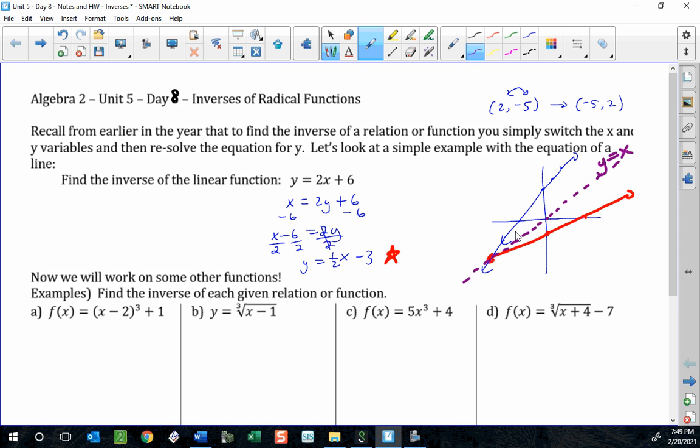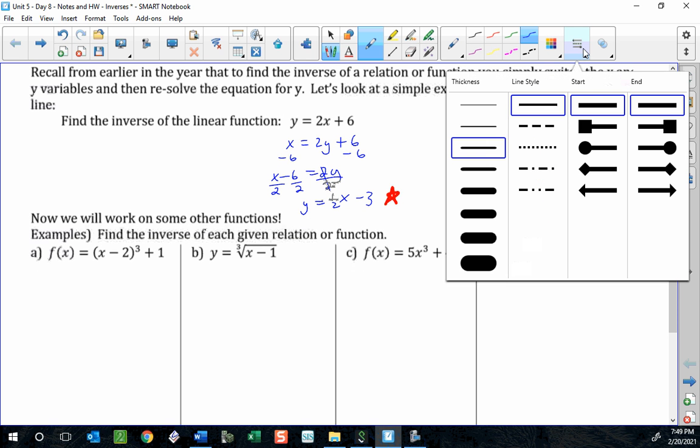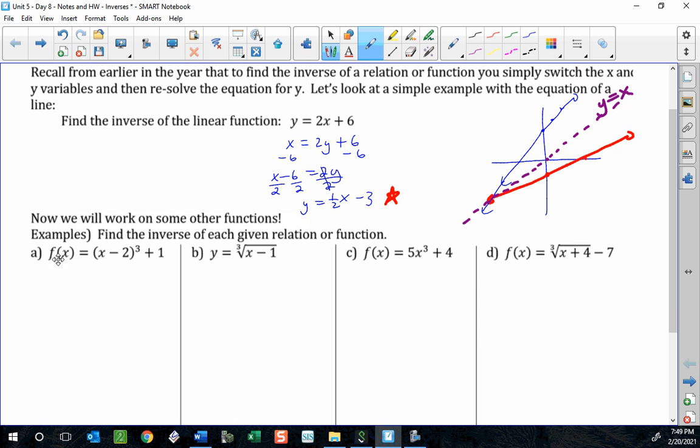All right, but anyway, here we go. So we are going today to learn how to find the inverse of a cubic function or a cube root. All right, so f of x, remember, is the same thing as y. So I'm going to turn this into a y to make it easier on myself. So my first job is to switch the letters, right? I make this x equals, this becomes y minus 2 to the third plus 1.